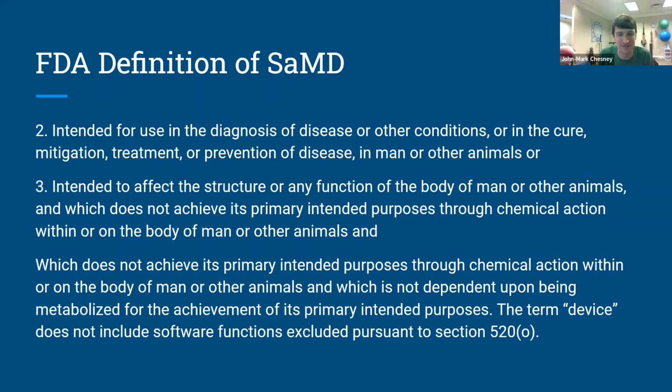So number 2, intended for use in the diagnosis of disease or other conditions, or in the cure, mitigation, treatment, or prevention of disease in man or other animals. Or number 3, intended to affect the structure or any function of the body of man or other animals, and which does not achieve its primary intended purposes through chemical action within or on the body of man or other animals, and which is not dependent upon being metabolized for the achievement of its primary intended purposes. The term device does not include software functions excluded pursuant to section 520.